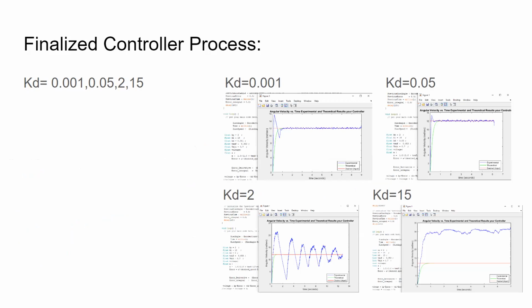times, and KD equals 15. If it was left on for a longer amount of time, we would see that it was taking a longer time to oscillate about 30.